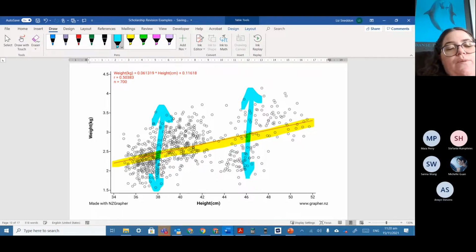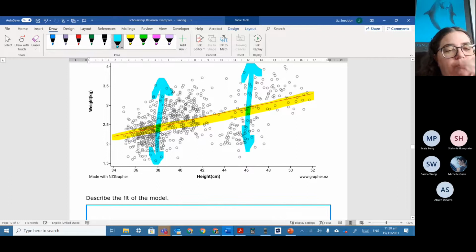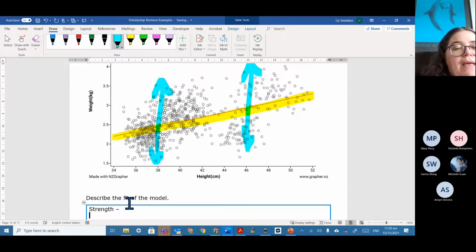Absolutely. So when we talk about the fit of the model, let's talk about that fit of that straight line there. We really want to think about that strength. Okay, so the strength is really important when we talk about it. And in this case, because the strength is weak, there's a lot of variation. So our model doesn't actually fit that well.